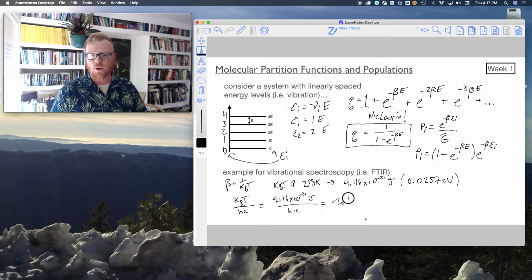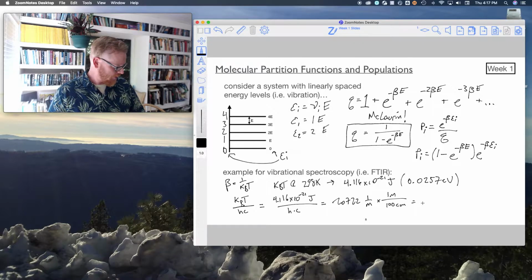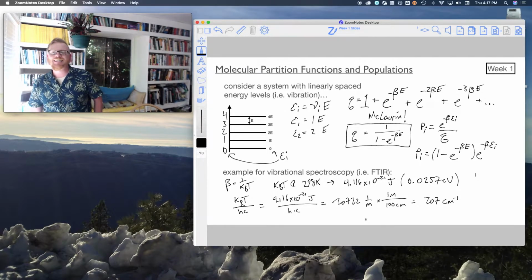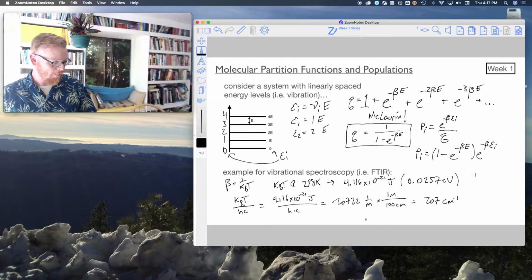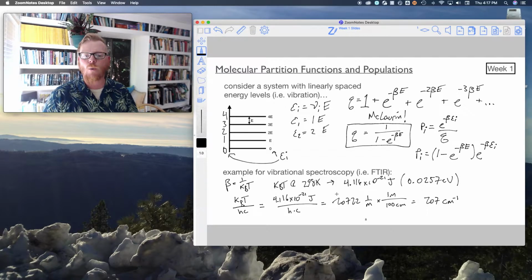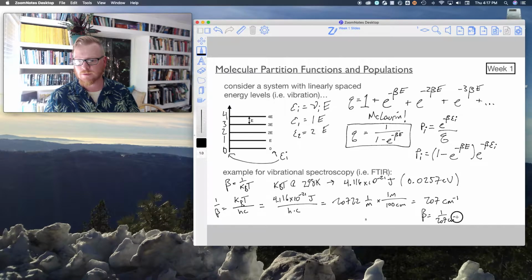So when I do that, I get 1/meters. And in 1 meter, there's 100 centimeters. So I get 207, we'll just leave it at that, that's fine. 207 wave numbers is the value of k Boltzmann T at room temperature. Okay, that's a good thing to remember. Technically, the way I've done this, kBT over hc equals 1/beta. And you notice beta equals 1/kBT. So technically, beta equals 1 divided by 207 wave number.